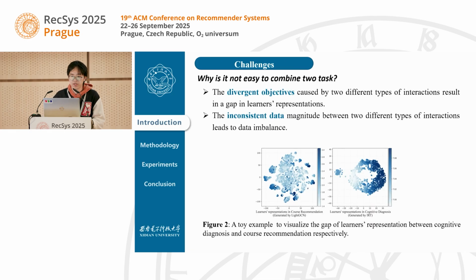But here comes the challenge. The first is the divergent objectives caused by the two different types of interactions, which can result in a gap in the learner's representation, as the figure shows. The second is the inconsistent data between the two types of interactions. For example, one student may learn one or two courses in a week, but may do hundreds of exercises in the same period, which leads to a huge data imbalance. So we want to combine the two kinds of tasks in a better way.